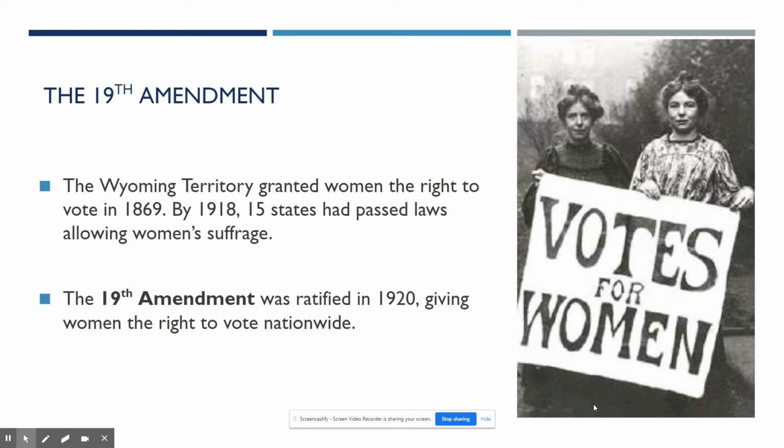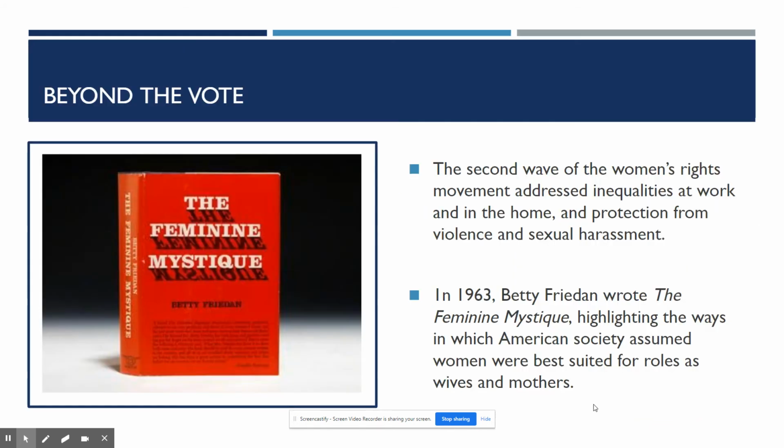So the 19th Amendment, which gave women the right to vote, is going to be ratified in 1920. So women are able to vote nationwide. All right, so moving into that second wave of the women's rights movement. It's really going to pick up in the 1960s. And like we said before, it's going to focus on equality. So it's going to address inequalities at work and in the home, and also protection from violence and sexual harassment.